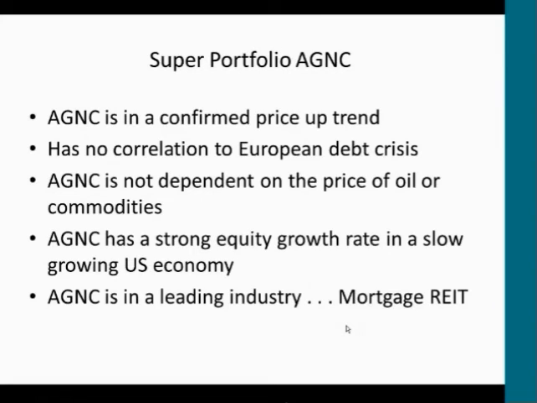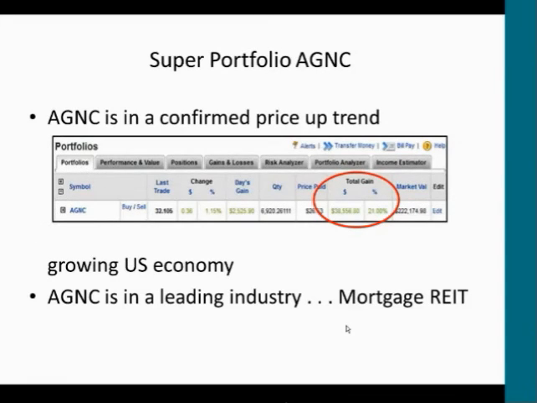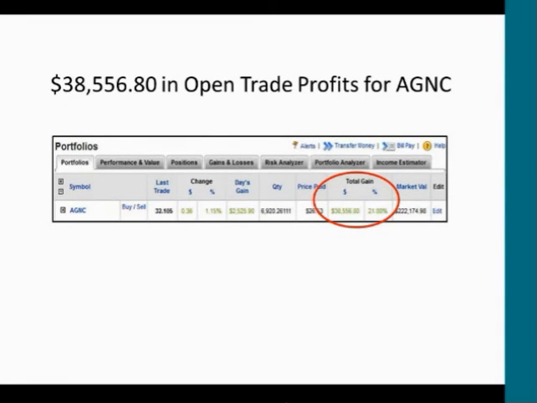It has no correlation to the European debt crisis. It's not dependent on the price of oil or commodities, and it's had a strong equity growth rate in a slow-growing U.S. economy. So American Capital's been performing well in this type of environment, and I have $38,000 open trade profit in American Capital.